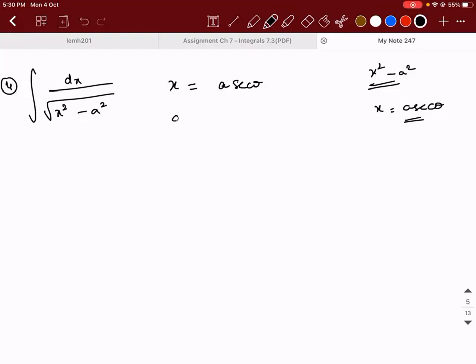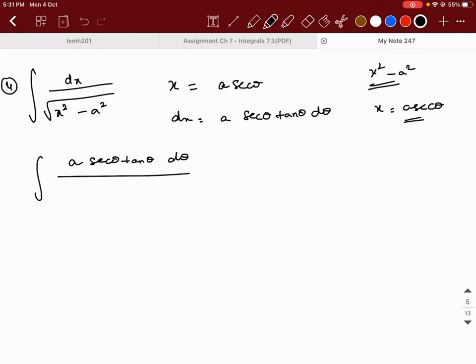So x is equal to a secant theta, dx will be equal to a secant theta tan theta d theta. So integral of a secant theta into tan theta d theta divided by root of a square secant square theta minus a square is how much?